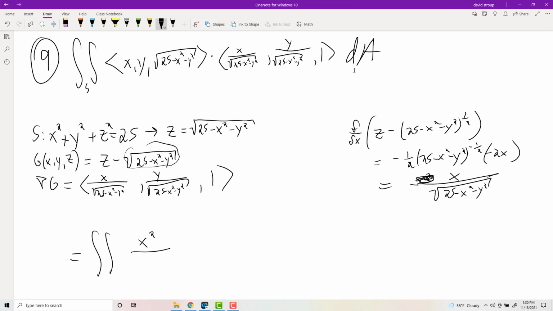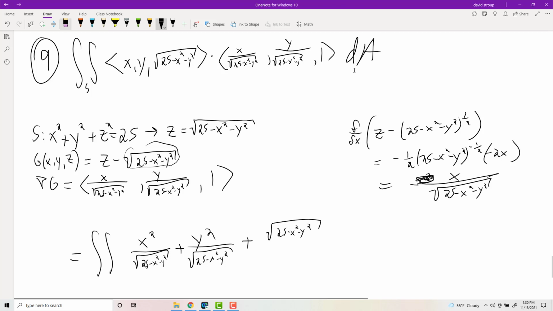So you get x squared all over the square root of 25 minus x squared minus y squared, plus y squared over the square root of 25 minus x squared minus y squared, and then plus the square root of 25 minus x squared minus y squared. And what you want to do is combine the terms in a fancy way to get rid of this square root part.